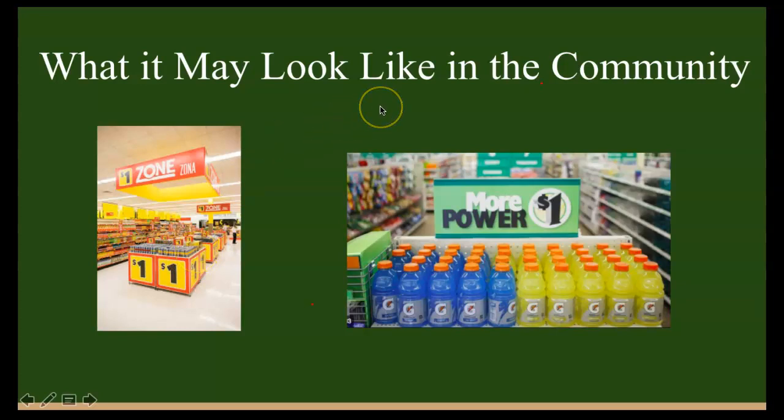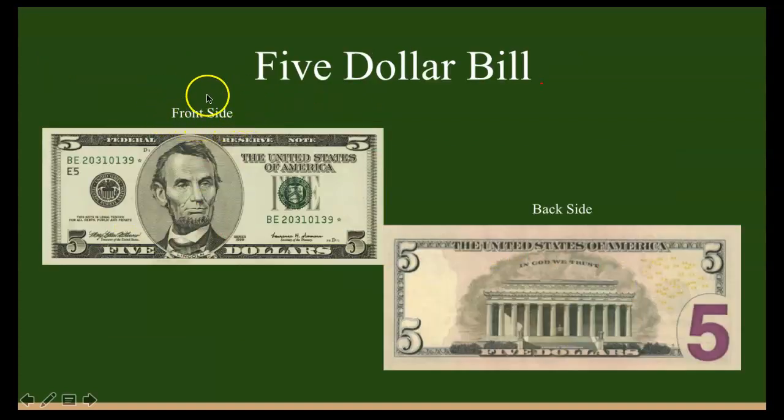Okay, so now we have the $5 bill. If you look to the left, the front side of the $5 bill has Abraham Lincoln on it. If you look at the back side of the $5 bill, you will see the Lincoln Memorial. I am not saying to remember that this is the Lincoln Memorial and that this is Abraham Lincoln. Just know what these look like so you can identify what a $5 bill is.